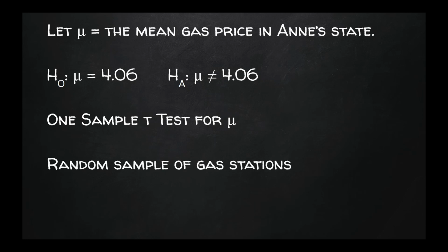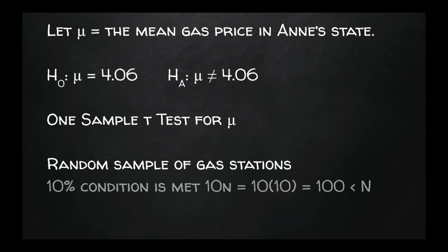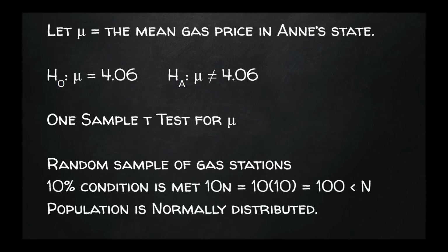She took a random sample of gas stations. The 10% condition is met. And we were told in the problem that the population is normally distributed, so that takes care of our normality condition.